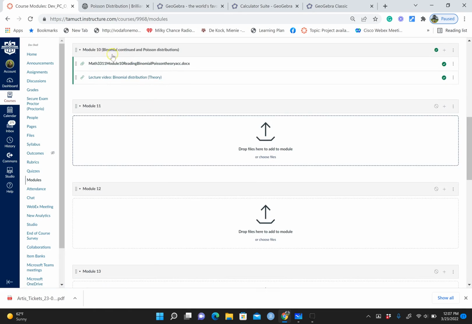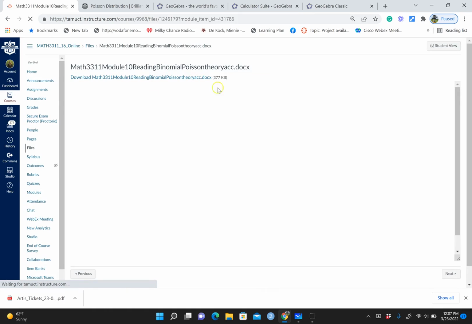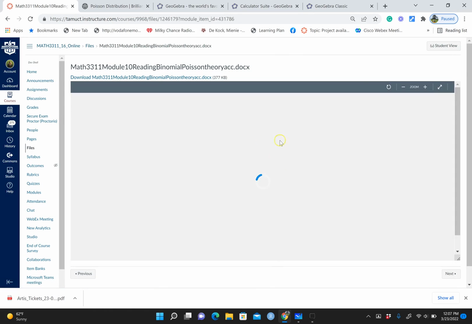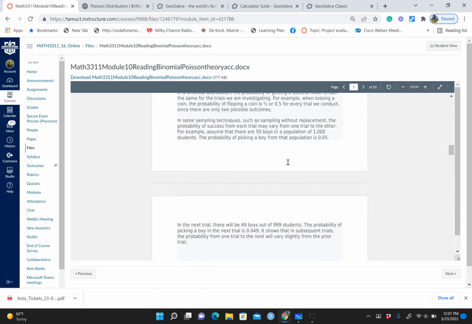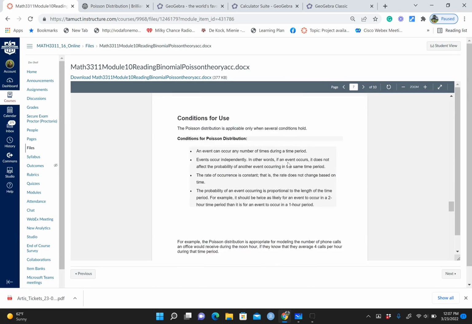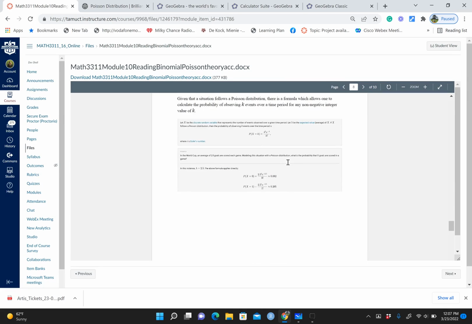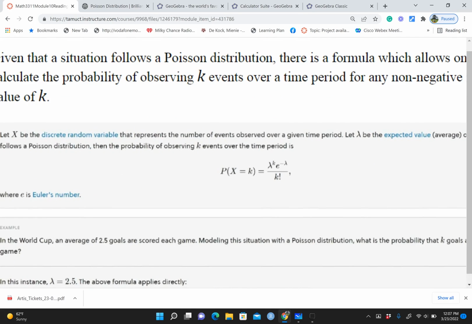So here are the notes. They are posted under module 10. They are posted under reading, and we're basically doing both a binomial and Poisson, but we're applying the formulas right now. So the second part will be on the Poisson distribution. And if you take a look here, here is the formula. The probability that x is equal to k is going to be lambda to the power k. Your lambda is now your average value, right? e to the minus lambda over k factorial.